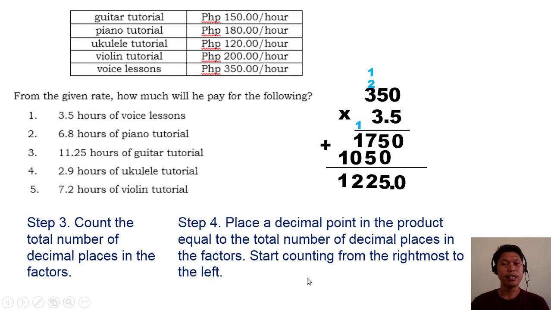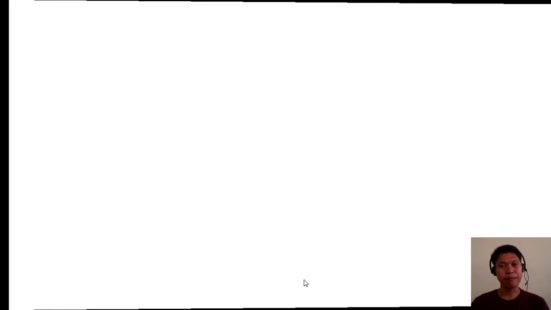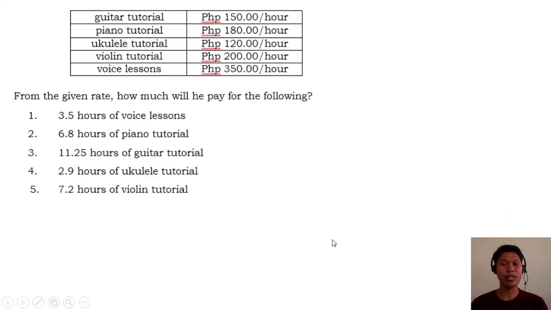Okay? So, yun ang 4 steps in solving or in multiplying a decimal number by another decimal number or a whole number by a decimal number. The same lang ang process as long as there is a decimal point or a decimal number involved. So we have problem number 2.